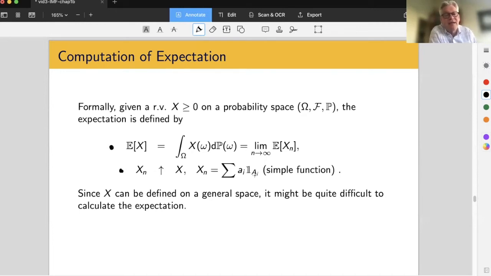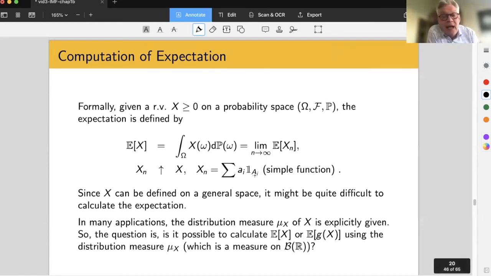And since x can be defined on a general space, it might be quite difficult to calculate the expectation. However, in many applications, the distribution measure mu sub x of x is explicitly given. So the question is: is it possible to calculate the expected value of x, or the expected value of a function of x, g(x), using the distribution measure mu x, which is a measure on the Borel sets? So the question is, is this possible?